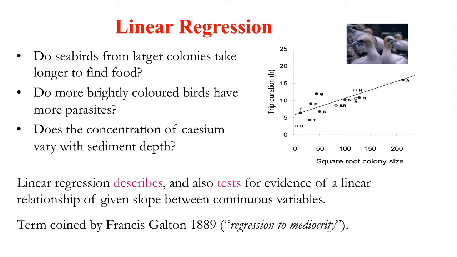The approach was popularized by Francis Galton in 1889, who was very interested in heredity, particularly instances such as tall parents giving rise to offspring who were tall but not quite as tall as themselves, a phenomenon known as regression to mediocrity. But the overall approach was further developed by Pearson and Fisher.